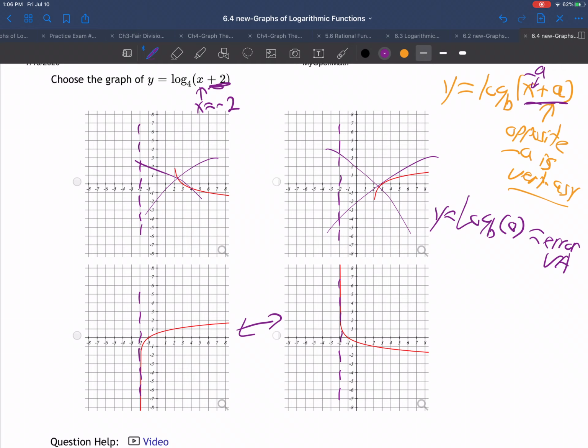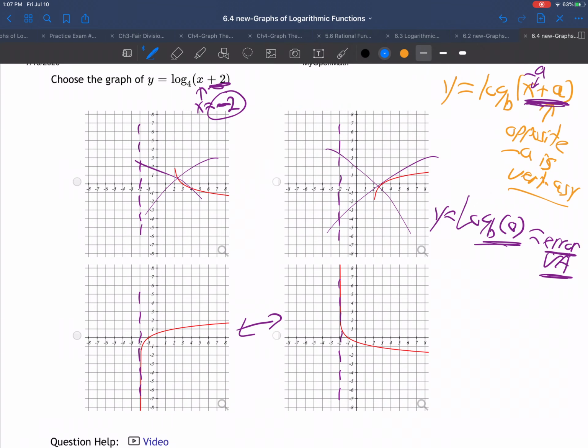So that's the first thing to realize. Whatever makes the inside of a log 0, you can't have that. That's an error because that's where the vertical asymptote is. So it's the opposite of the number next to x. So x is negative 2 is the vertical asymptote. So we're down to 2 options already. Now, getting it down from here is going to be a little more work.